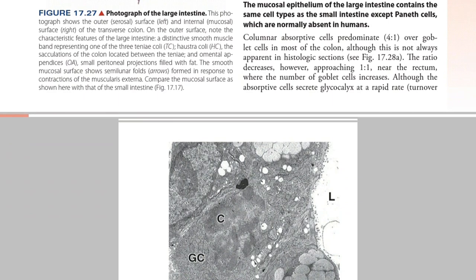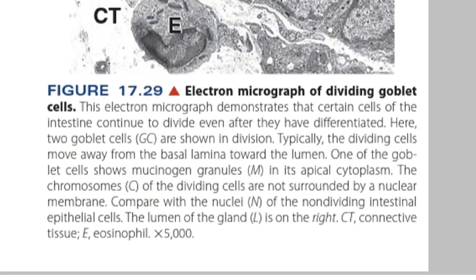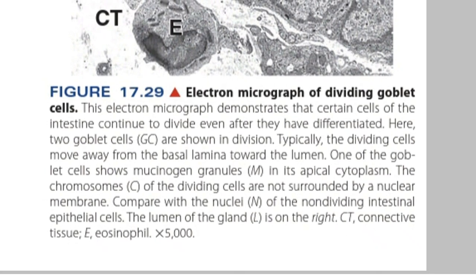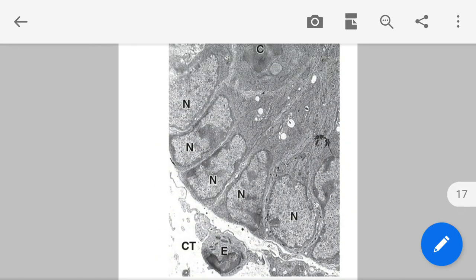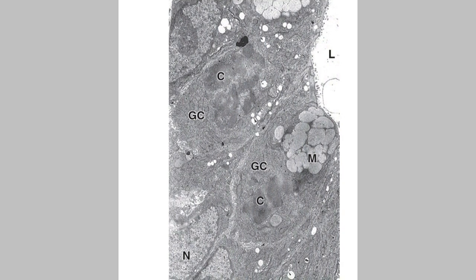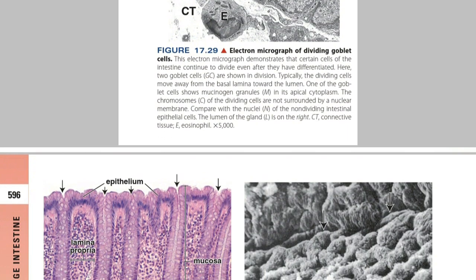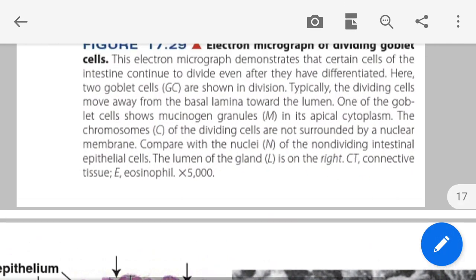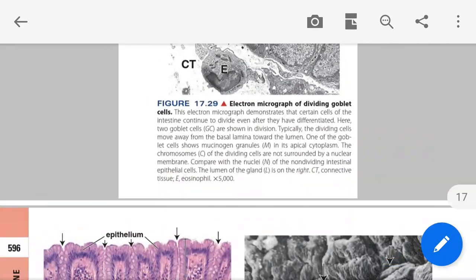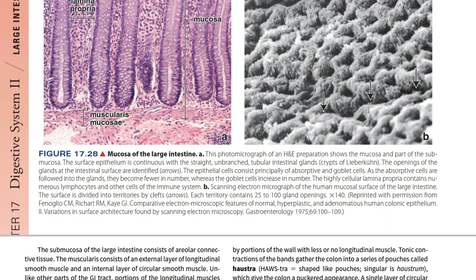Then this figure, electron micrograph of a dividing goblet cell. Just go through this figure only for our information. If you are interested, you can read this information. And this is the mucosa of the large intestine.